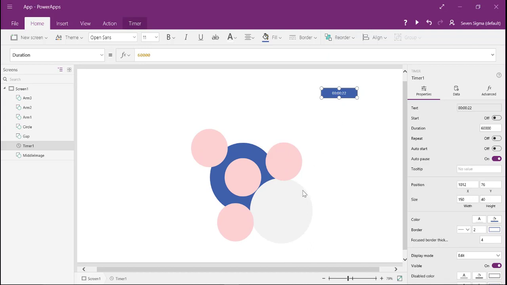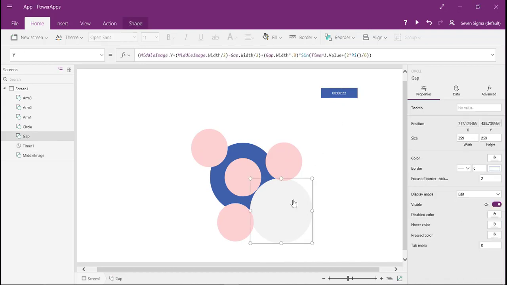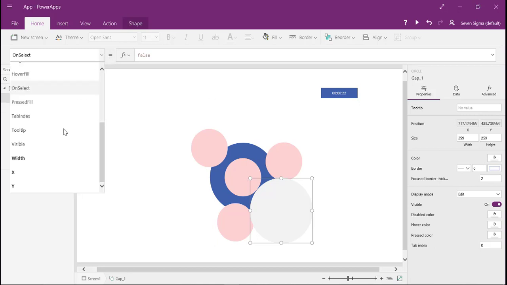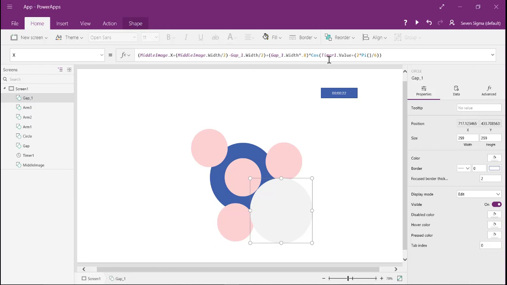So now I'm going to make a copy of this guy, and I'll just do one at a time. So that's gap. This can be gap 1. And we go into the X value here and see if I explain this right. Because on the sine graph, we now need to move it to the next position.